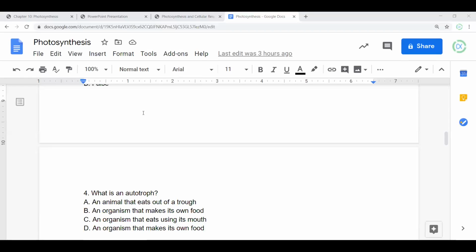All right, so the answer here was the double one, B and D. An animal that eats out of a trough? No. An organism that makes its own food. Remember that auto, just in general, means self. So like autotroph, it's making its own food. So yeah, B and D are the answer. And then an organism that eats using its mouth, that would be characteristic of a heterotroph, which are animals that have to move around to eat. So the answer here was B and D.